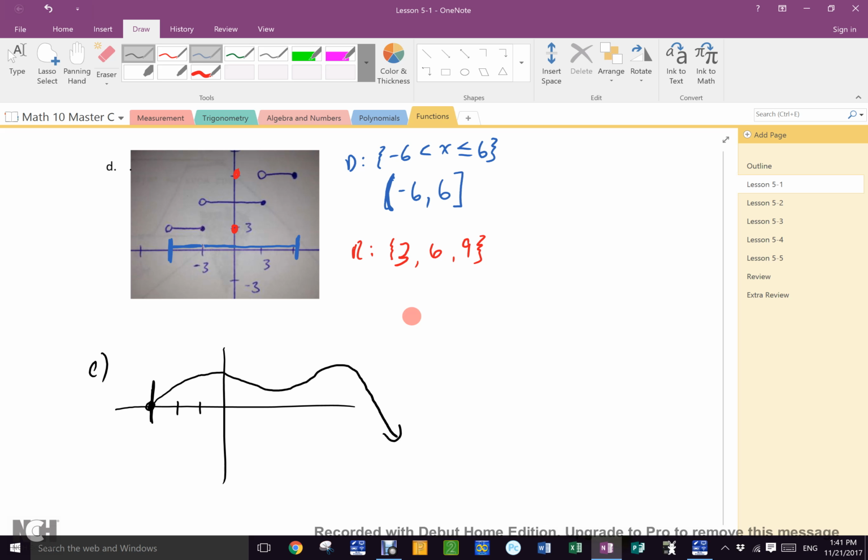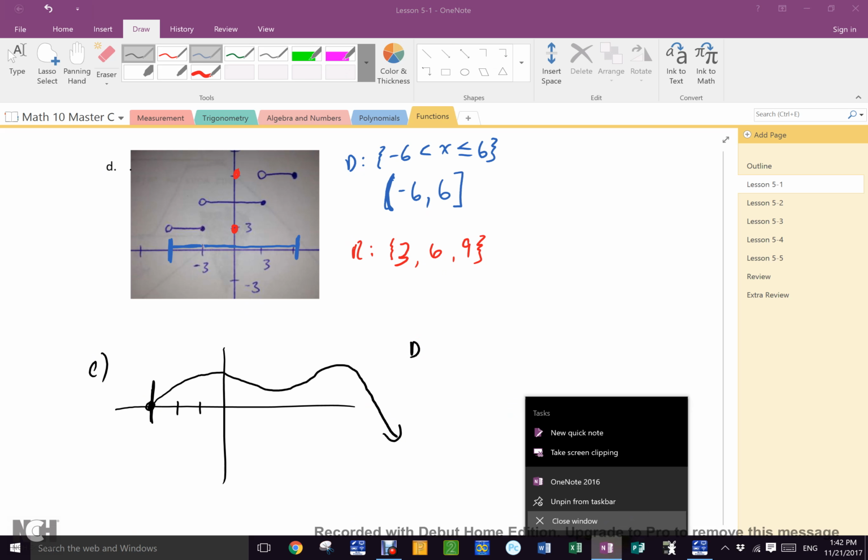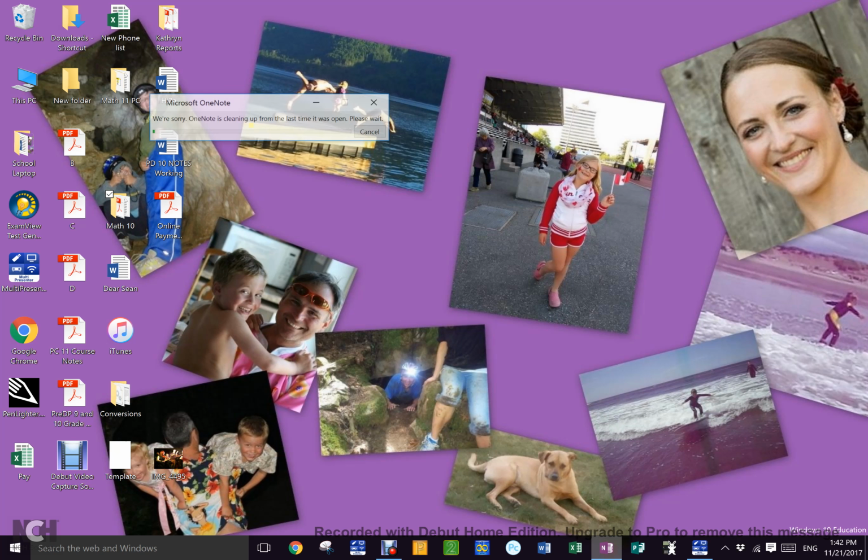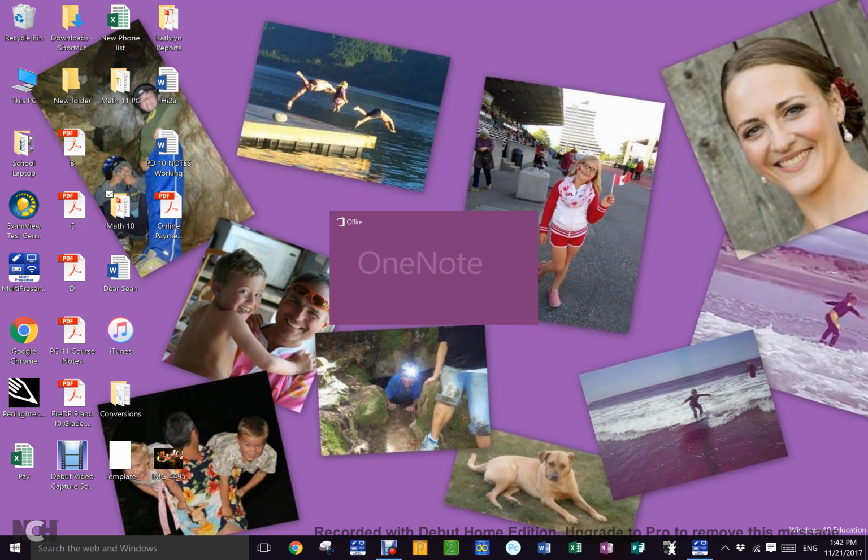My day would be a lot less stressful if I didn't have this technology to make my life easier. I would love to use the whiteboard, Josh, but when I see how little you guys write in your notes when I write 90% of them for you, I can't imagine how little would get written down if I used the whiteboard. Right? I would love to say, well, that's your problem, but that's not the way the world works, is it? Oh, we're sorry. OneNote is cleaning up from the last time it was open because it was such a mess.